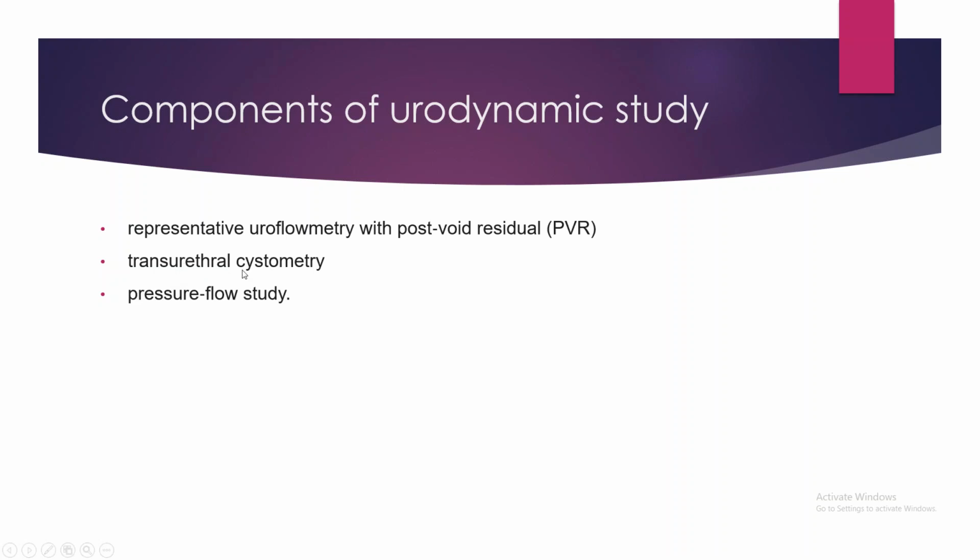Then transurethral cystometry. Transurethral cystometry means through the urethra you are going to insert the catheter, and you are going to see the pressure changes in the bladder, and also pressure flow studies in the bladder, and the abdominal and detrusor pressure changes that you are going to measure. So these are the three components of the urodynamics.